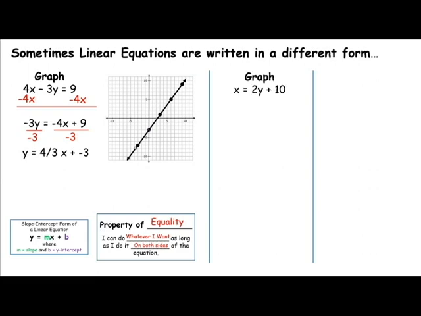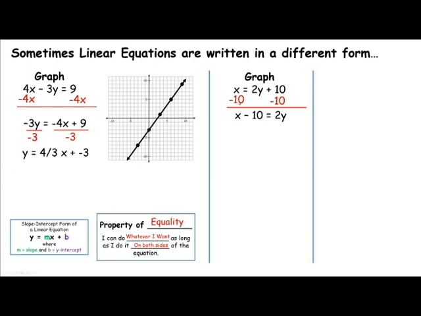I would recommend pausing the video and trying to rearrange this one on your own, and then look at the video to see if you've done it correctly before doing your graph. I'm going to assume you've already done that. Remember, my goal is to get the y by itself. That means I need to get rid of this times 2. I need to get rid of this plus 10. I'm going to get rid of the plus 10 first by subtracting 10 from both sides.